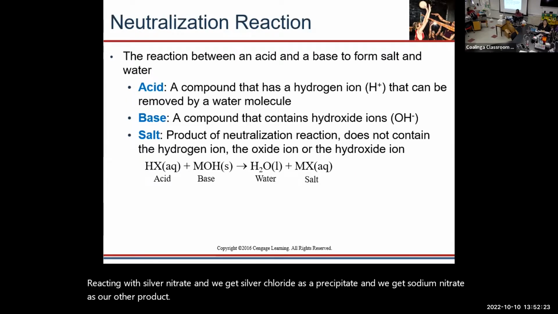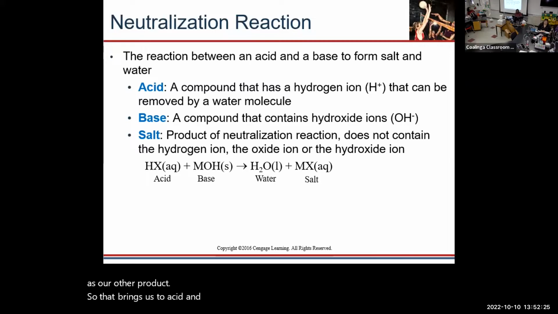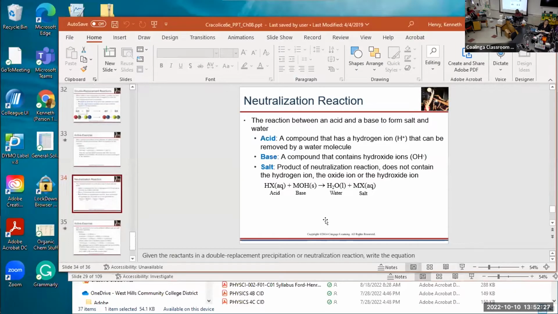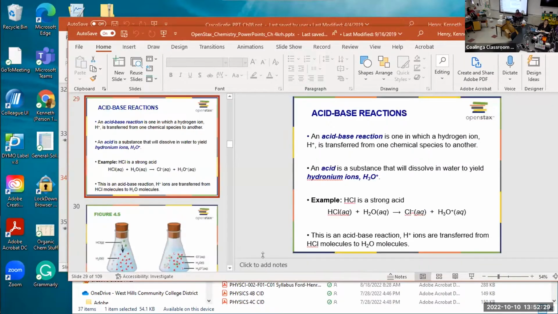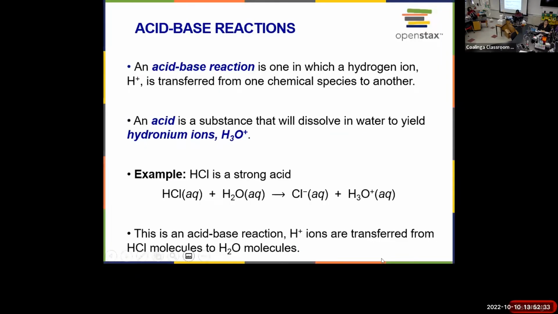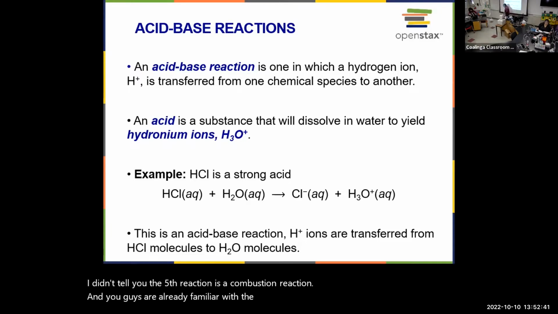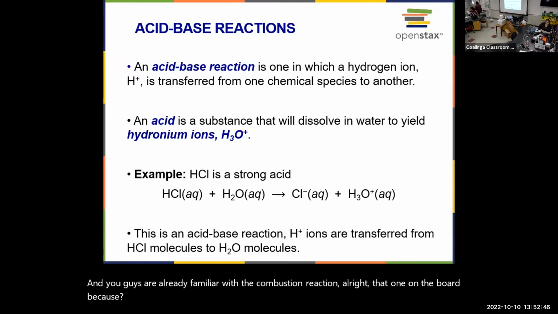So that brings us to acid-base reactions. But now we can go back to our slideshow. Well, I didn't tell you the fifth. The fifth reaction is the combustion reaction. And you are already familiar with the combustion reaction? I'll write that one on the board because I don't have a slide.